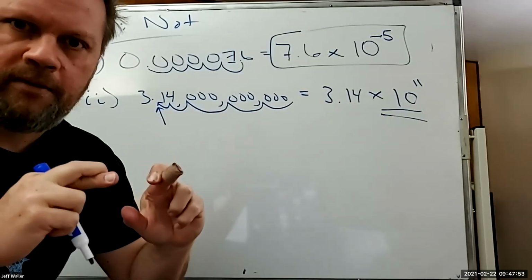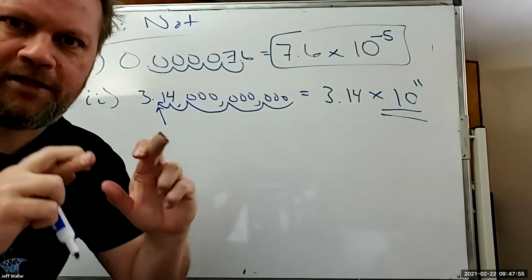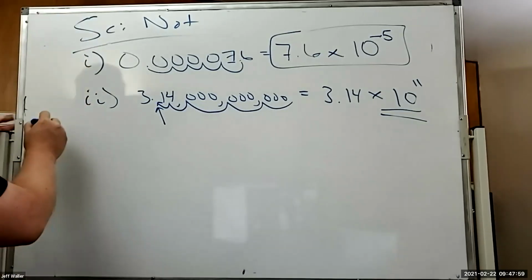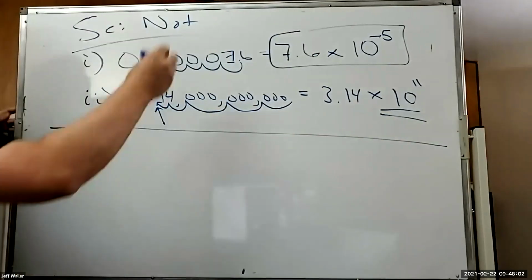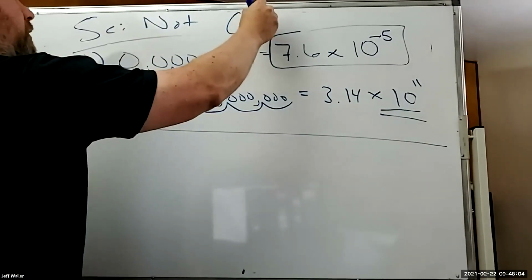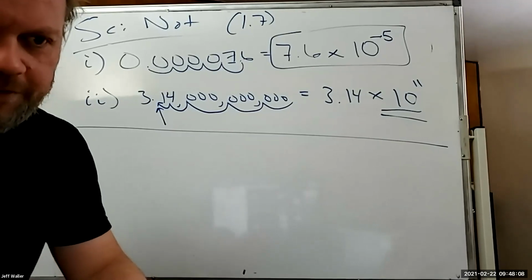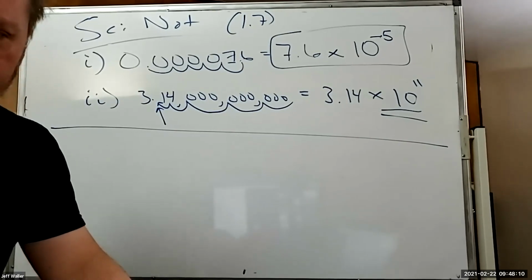All right, maybe. Is that Bill Nye? It is Bill Nye. I like it. All right. And this is for 1.6, yeah? Yeah, this is 1.6. No, 1.7. Sorry. 1.6 was probability. 1.7, I believe, is scientific notation.